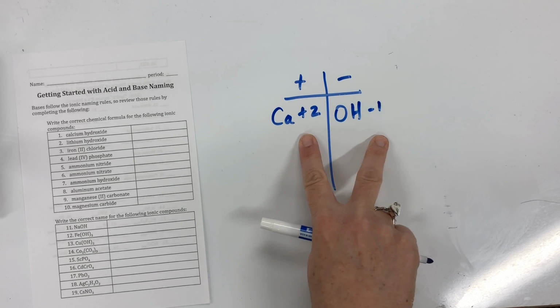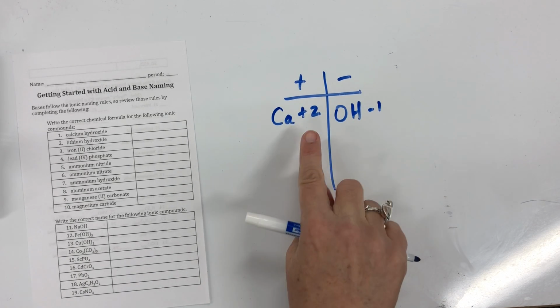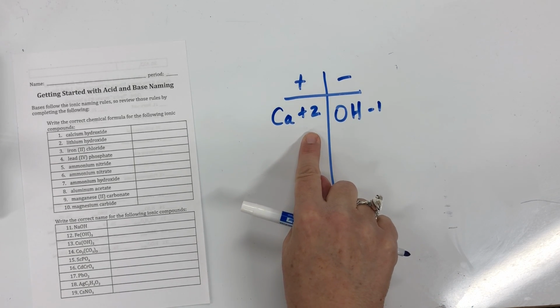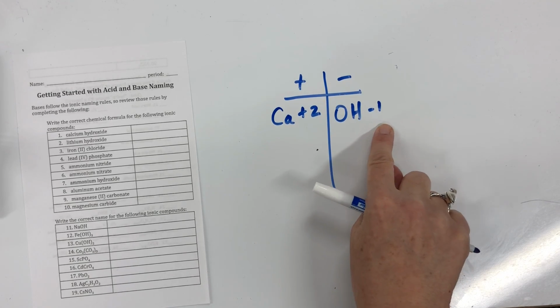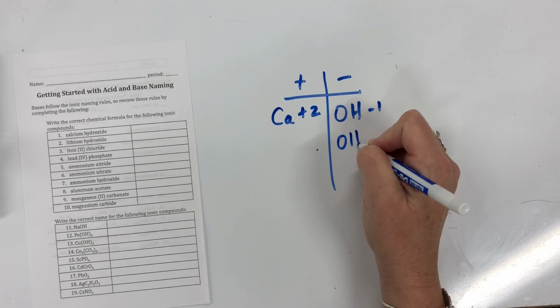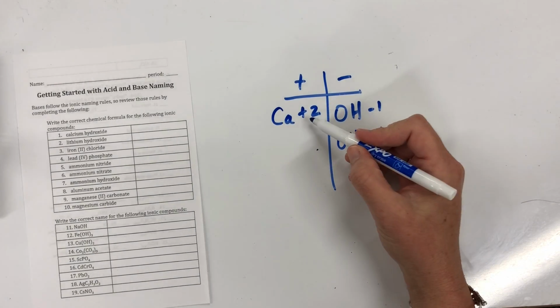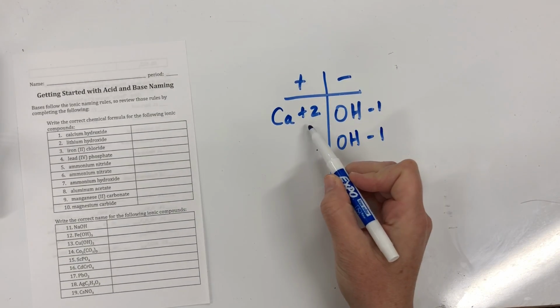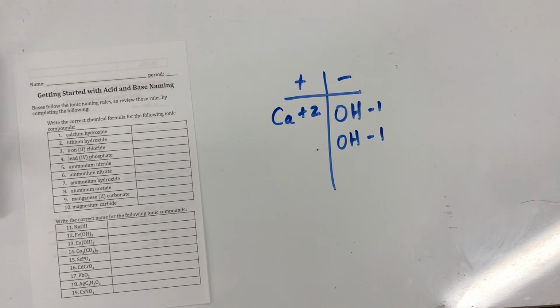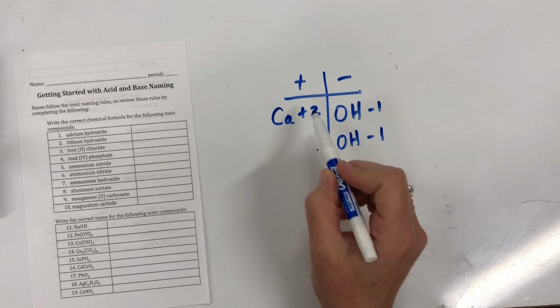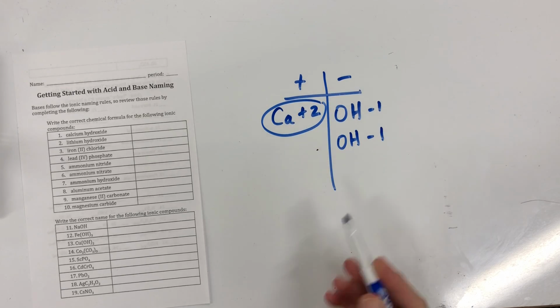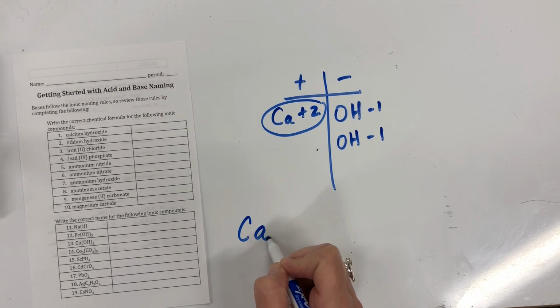Now I can see here that my charges are unbalanced. I've got +2 on this side, and I have -1 on this side. So I need one more negative charge to balance that out. And now that my charges are balanced, I have 2 positive, I have 2 negative, I can write my formula. So I count my calcium, I have 1. So I'm gonna write Ca.